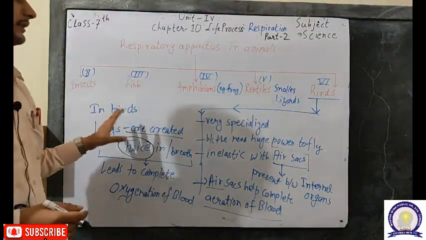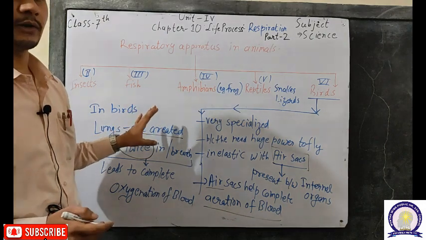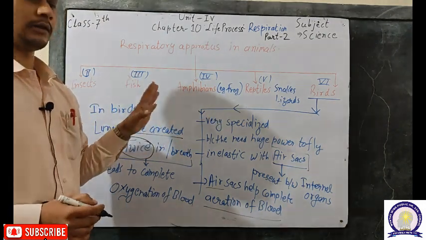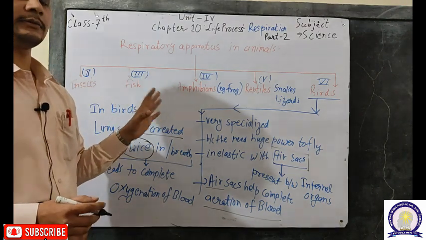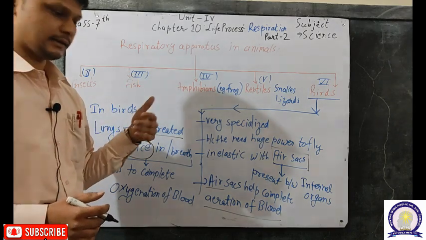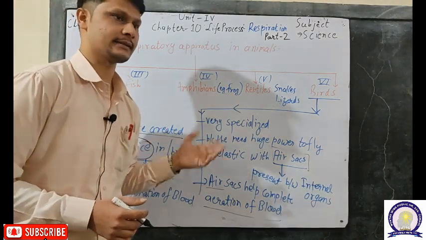In the further section, we'll discuss the respiratory system of the human being. And as you can see, humans are categorized as mammals, and we will look at the various breathing and respiratory mechanisms in humans.